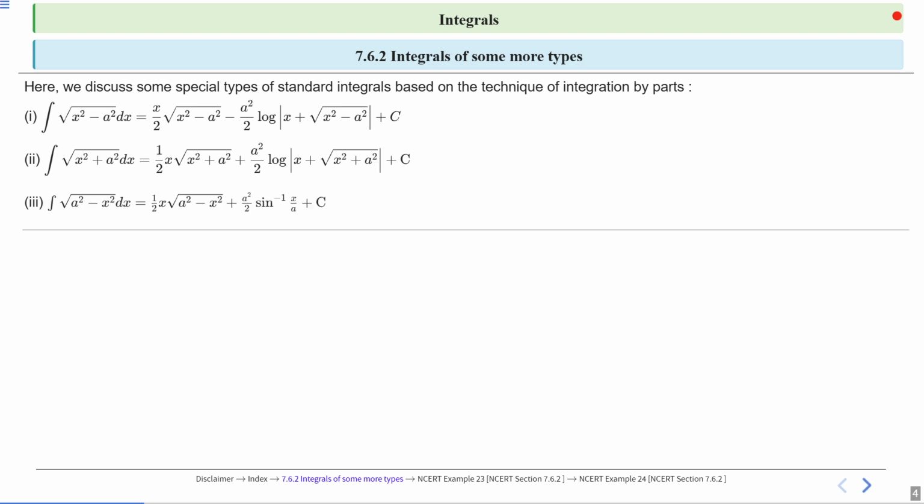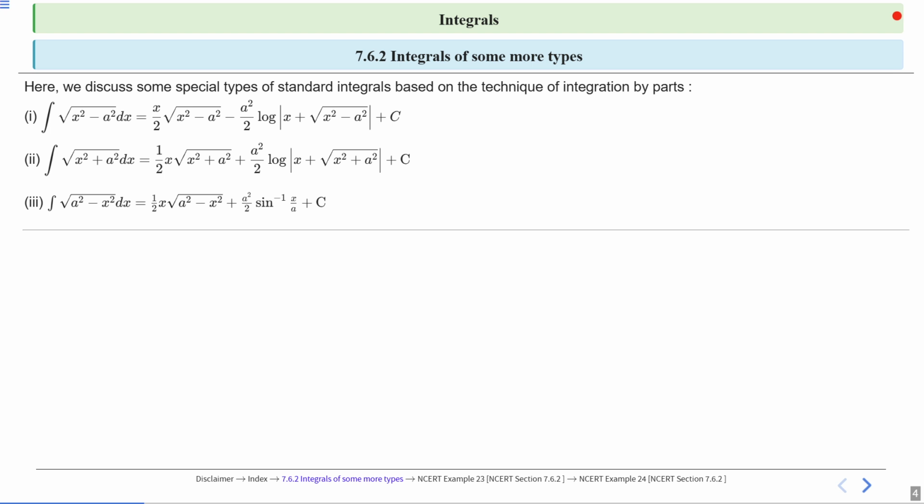And the third special type, that is integration of root under a square minus x square dx, is different from the other two. That is x by 2 root under a square minus x square plus a square by 2 sine inverse x by a plus c.